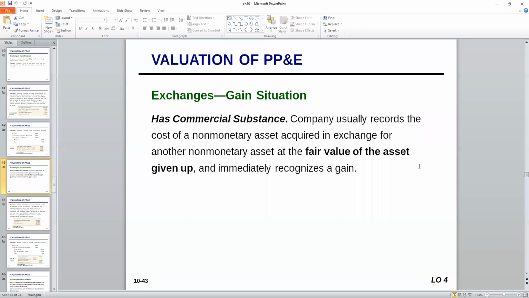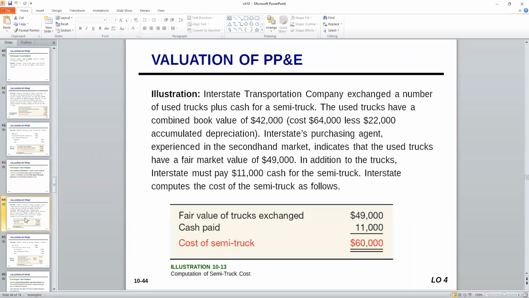If we have a gain, then what we want to do is, again, put the asset on the books at its fair value. We don't want to overstate its value. And then if there's something above that that we've received, we want to recognize the gain immediately. So here's an example.